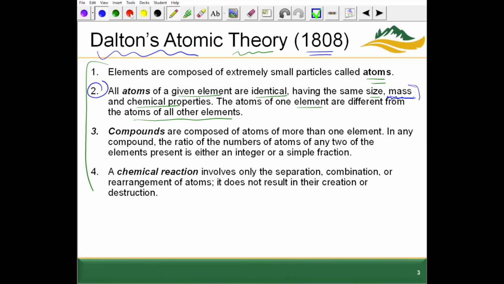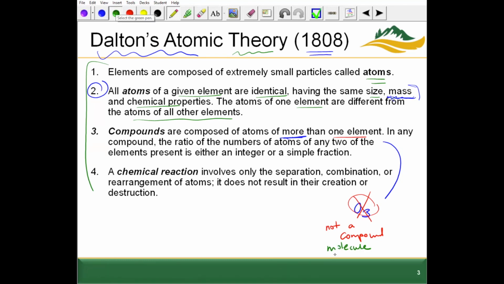His point number 3, we did see in chapter 1 on compounds, where compounds are composed of atoms of more than one element. For example, here, ozone is 3 oxygen atoms together. So 3 oxygen atoms bonded together. This is not an example of a compound, right? Because it has to contain atoms of more than just one kind of element.